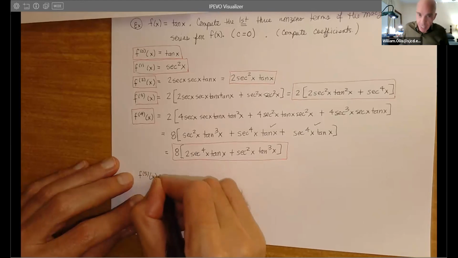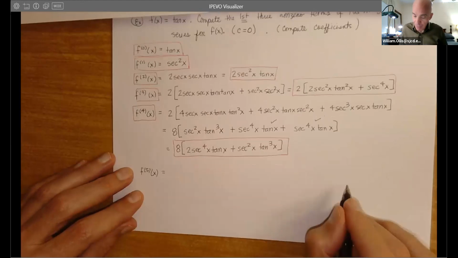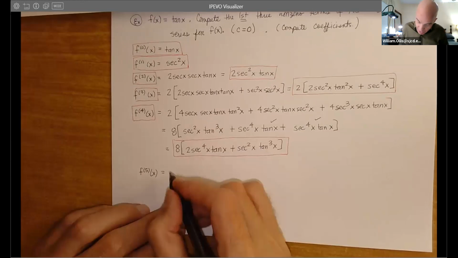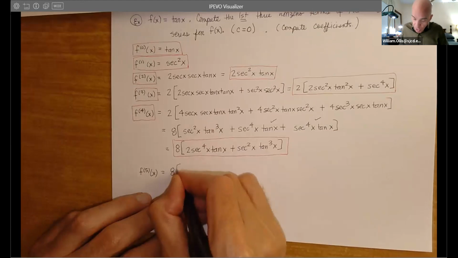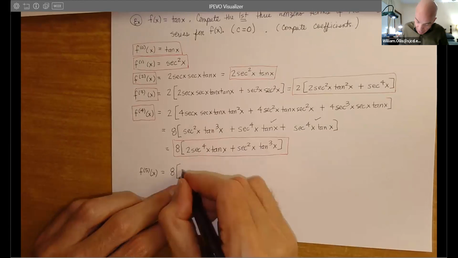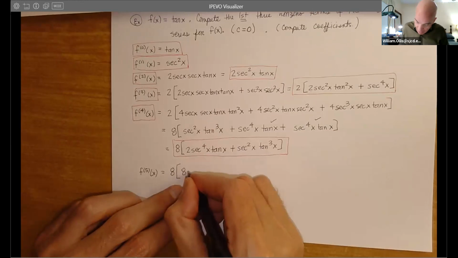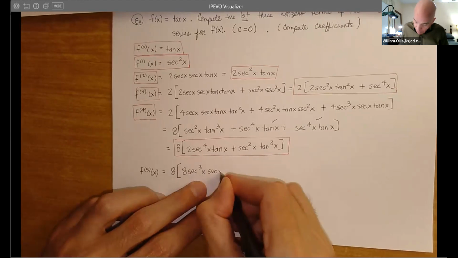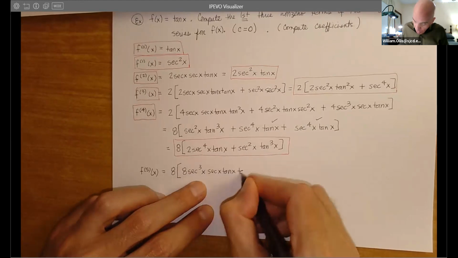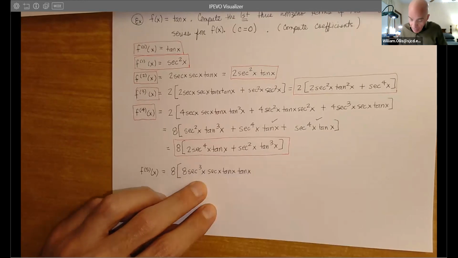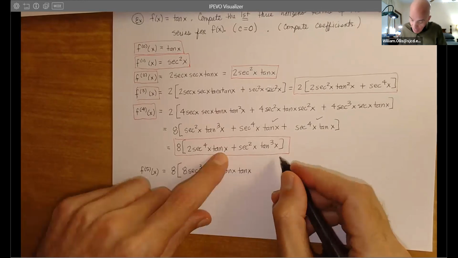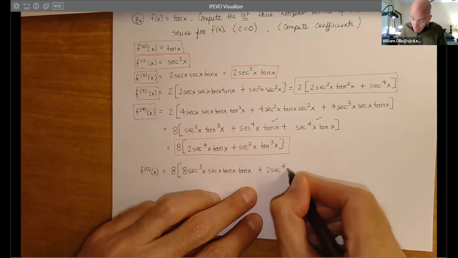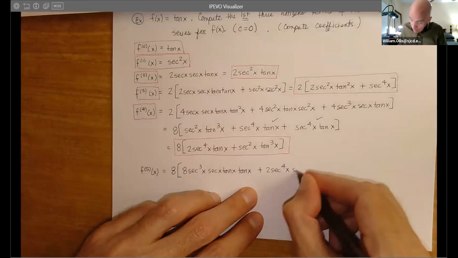So now we're just doing Taylor series, but we're pushing through all of this because this is the best we can do. So now we have the 8, which is outside. Now we use the chain rule. So 4 times the 2, that's an 8. Secant to the third x times secant tangent, the derivative of the inside, times the tangent that's already there. Now leave this alone, differentiate the tangent. So we get 2 secant to the fourth times the derivative of tangent, which is secant squared.